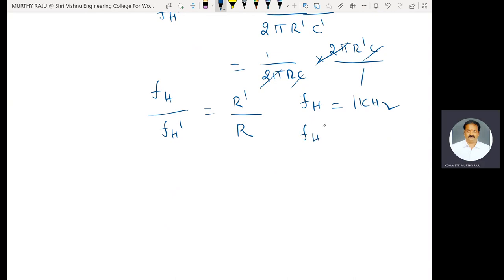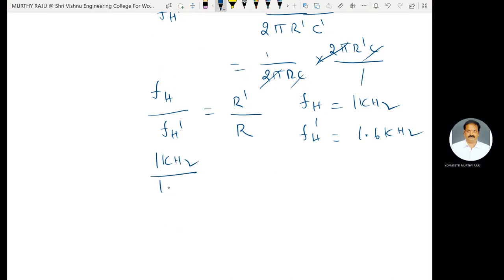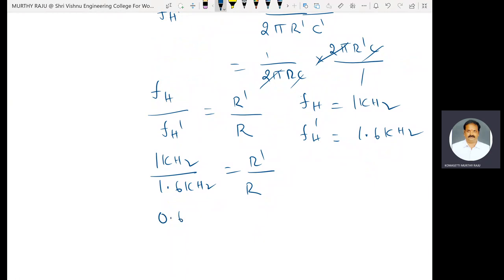Need to change FH to another cutoff frequency, that is FH dash equal to 1.6 kHz. Therefore, 1 kHz by 1.6 kilohertz is equal to R dash by R. 1 kilohertz by 1.6 kilohertz is 0.625, R dash by R.